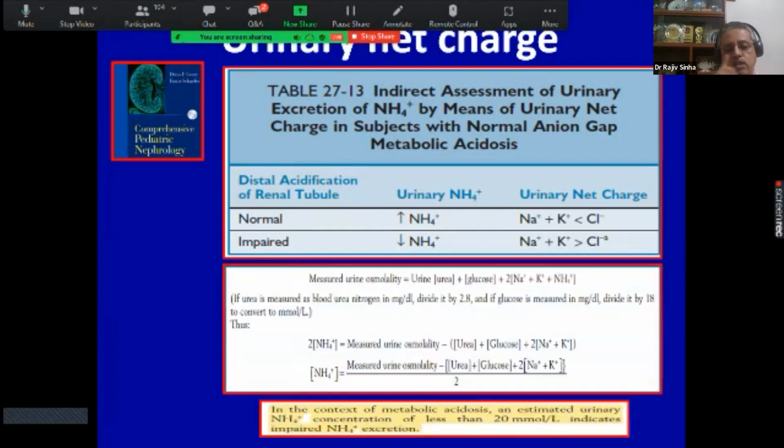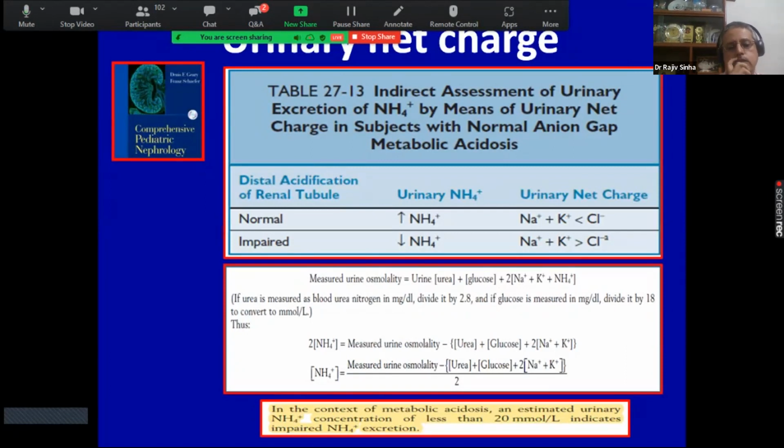And again, from this urine, with the help of the urine net charge, as well as with the actual measured and calculated urine osmolality, you can calculate the ammonium that is present in the urine. And if the calculated ammonium is less than 20, it further corroborates that your distal acidification mechanism, or your ammonium excretion mechanism, is defective.